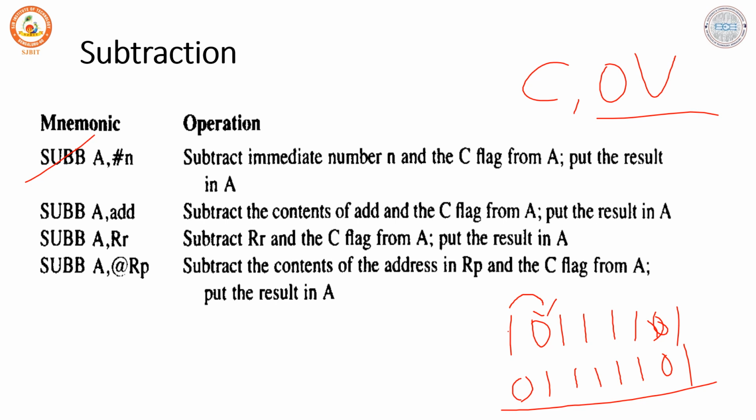SUBB A, #n subtracts the immediate number and the content of the carry flag from the A value, and finally puts the result in the accumulator. Next, we subtract the content of the address location mentioned, along with the carry, from the A register and put the result in the accumulator. Next, SUBB A, Rn, where the content of register Rn and the carry flag are subtracted from the accumulator. And SUBB A, @Ri subtracts the contents of the address in Ri along with the carry from the accumulator, and finally puts the result back in the accumulator.